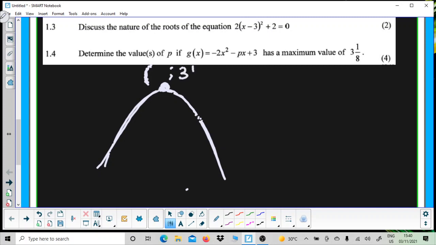How I dislike a mixed fraction. What is 3 and 1 over 8? Can we quickly change it? 25 over 8. It looks better like this. Now, what should we do? Determine the values of P if this thing has a maximum value of 3 and 1 over 8, right? Oh, yeah, thank you.